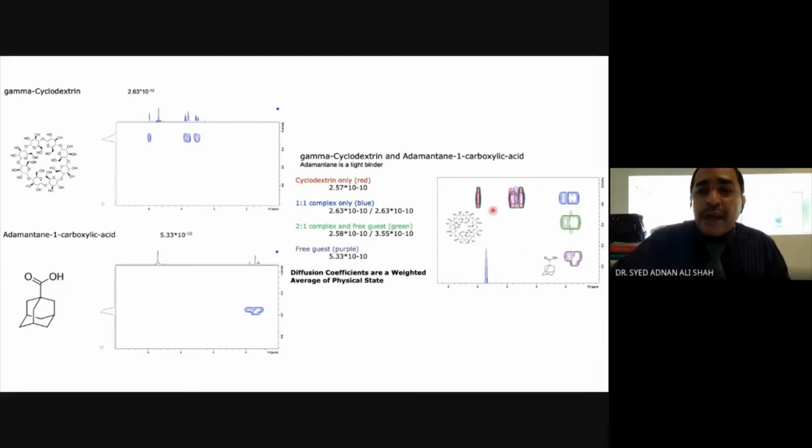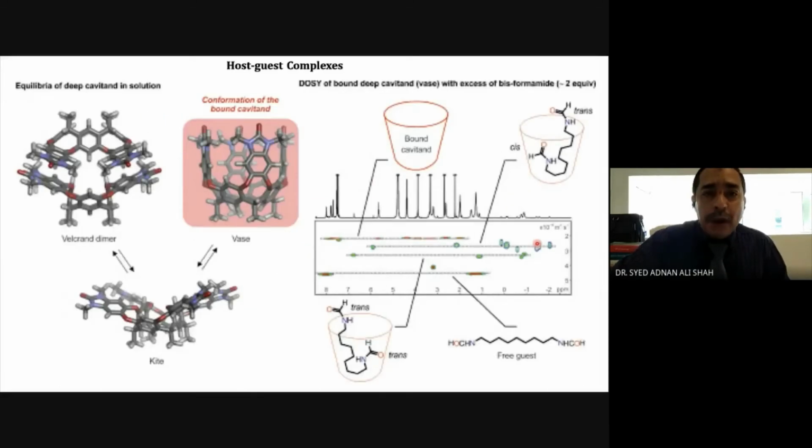So it is a very useful experiment in order to investigate complex formation. This is also one example of host-guest complex formation, where a free guest comes and forms the bonding or forms the complex with the host, and then the complex information is here.